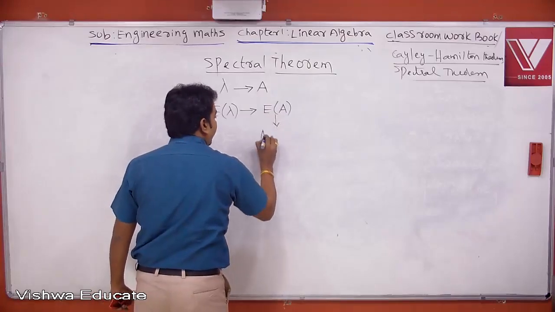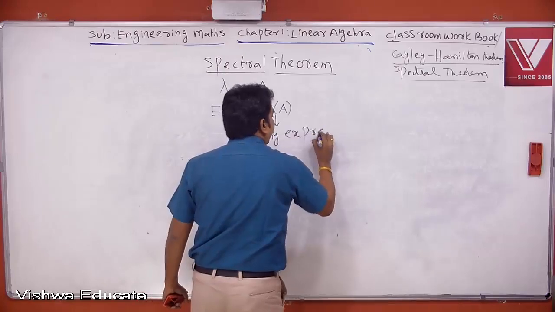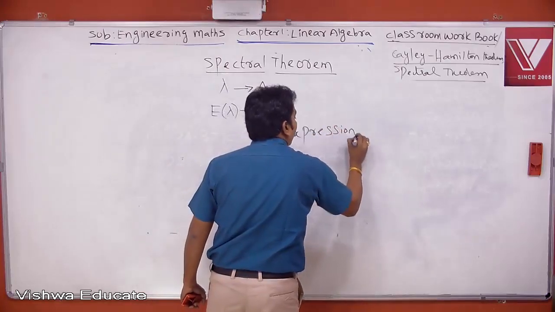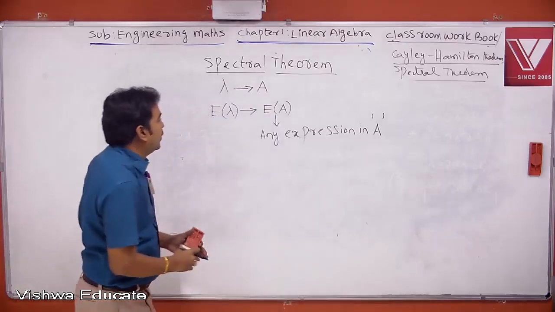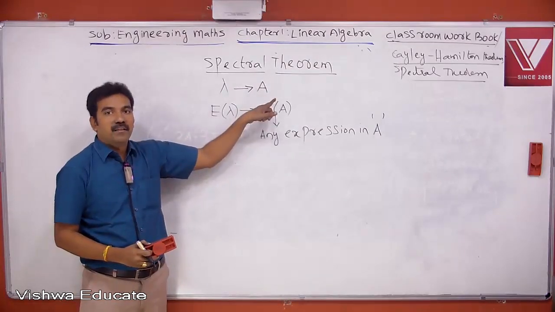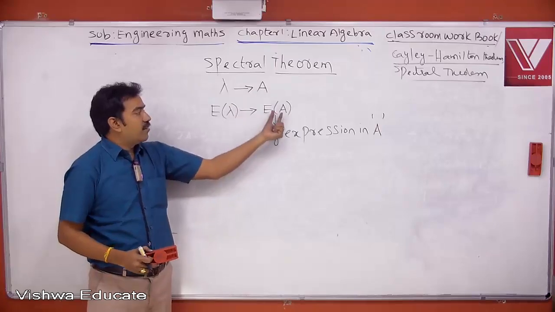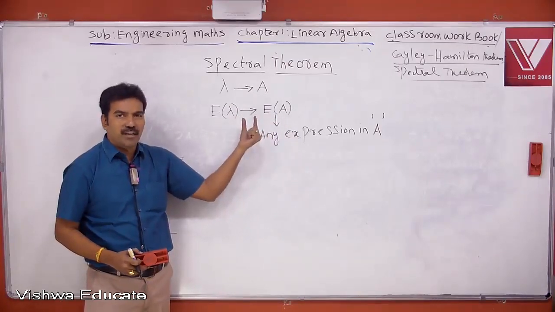This is nothing but any expression in terms of the matrix A. So suppose lambda is an eigenvalue of a matrix A. Then E of lambda is an eigenvalue of matrix E of A. E of A means anything in terms of A.